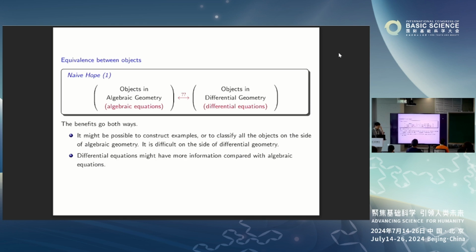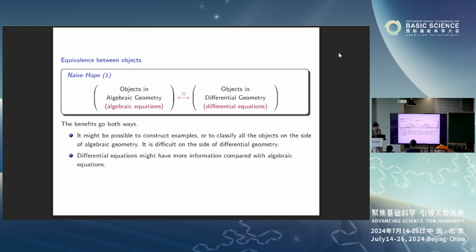When we consider such good differential geometric structures, one of the naive hopes is to obtain an equivalence between objects in algebraic geometry and objects in differential geometry. I have already mentioned typical examples. And the benefits of this kind of equivalence go both ways. Very roughly speaking, objects in algebraic geometry are defined by algebraic equations, and objects in differential geometry are defined by differential equations. In principle, solving differential equations is more difficult than solving algebraic equations.